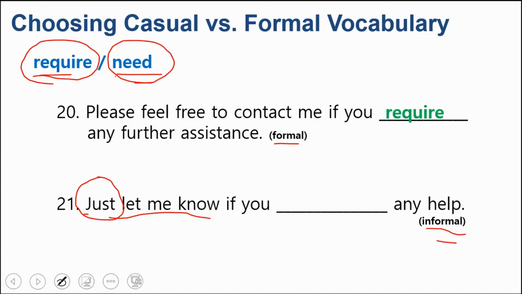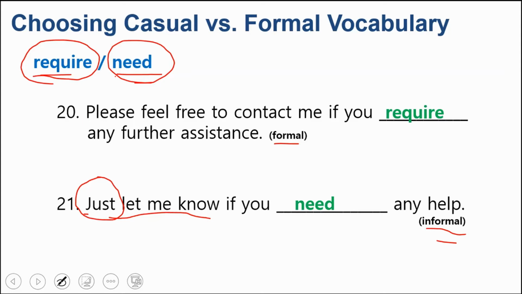It sounds friendlier. Now, there's nothing, again, and I emphasize this a lot, I'm sorry if I keep repeating myself, but there's no problem with using informal language in an email. It depends on your audience and the tone that you want to achieve. So just let me know if, that's a perfectly acceptable and actually friendly way to ask somebody, or if they want some information, right? Or if they need something. Just let me know if you need any help, right?